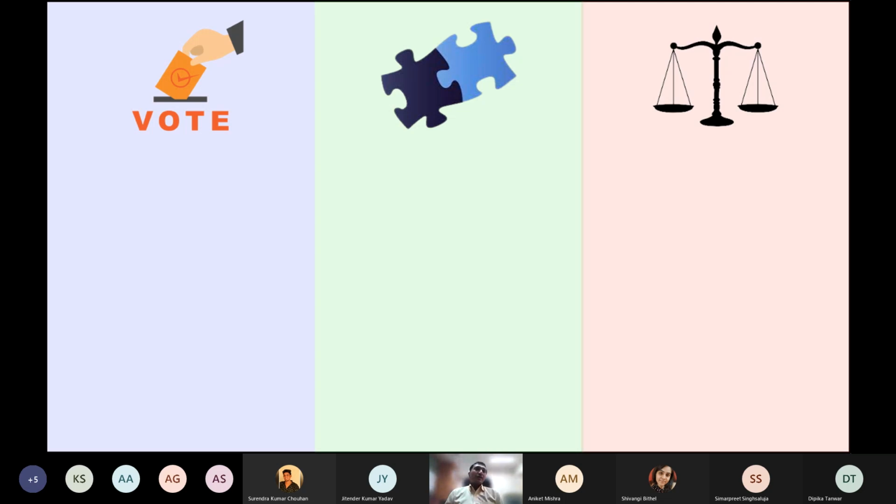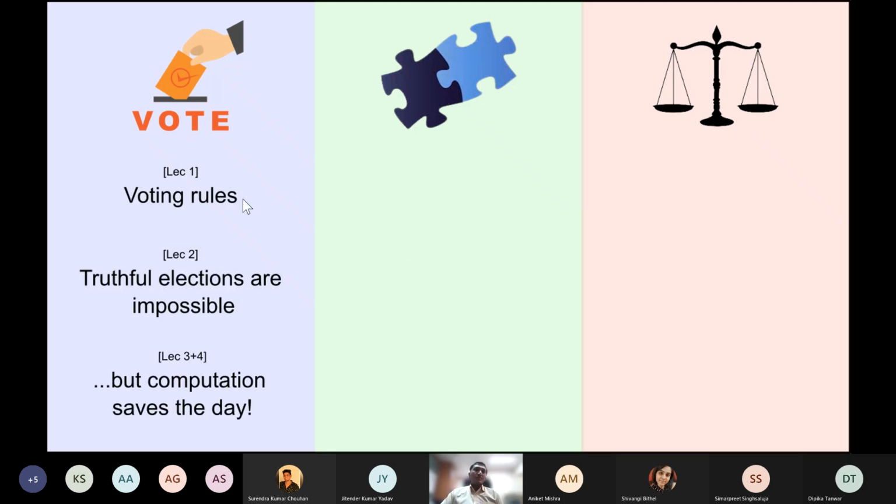Okay. So here's roughly how this course is structured. It's going to have basically these three parts: voting, matching, and fair division. In the first part, we are going to start, as in today, by talking about voting rules. We'll see a lot of examples of voting rules. In the next lecture, we are going to dive a little bit deeper into this truthfulness property. And we are going to see that there are no truthful voting rules out there. So every voting rule is flawed in some sense. However, in lectures 3 and 4, we are going to see that computer science is going to rescue this. Computation will help us achieve truthfulness in some sense.